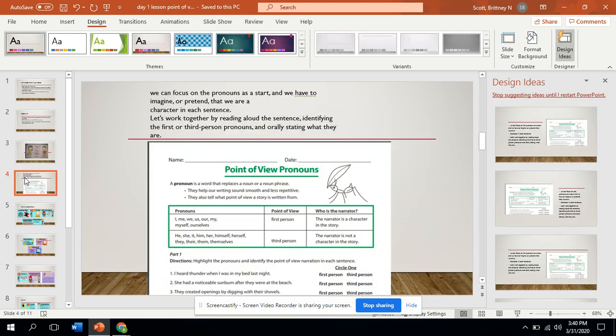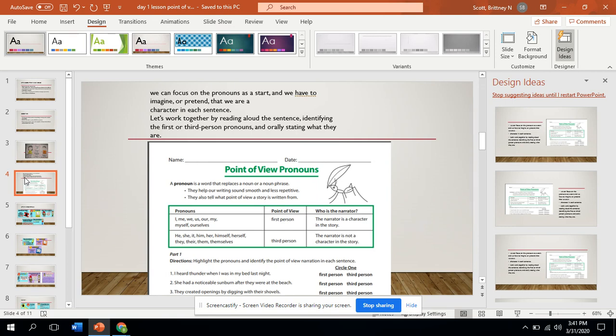So when we focus on the pronouns as a start, we have to imagine or pretend that we are a character in a sentence. Let's work together by reading aloud the sentences and identifying the first or third person pronouns and orally stating what they are. So let's look at this particular sheet. It says point of view pronouns. A pronoun is a word that replaces a noun or a noun phrase. They help our writing sound smooth and less repetitive. They also tell what point of view a story is written in.